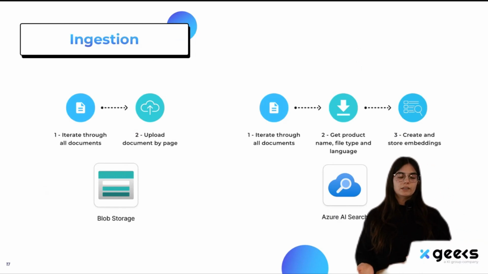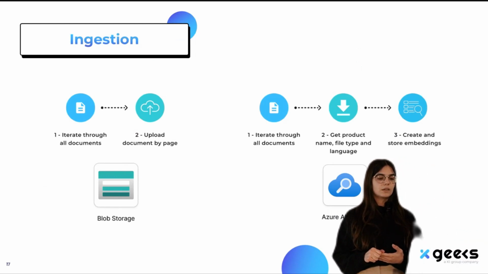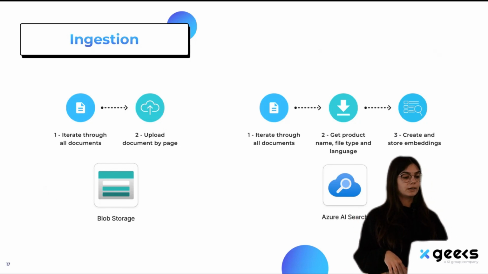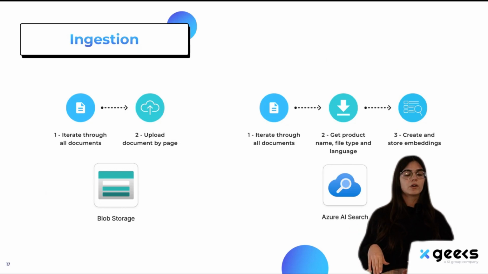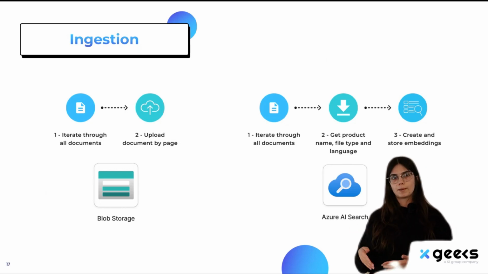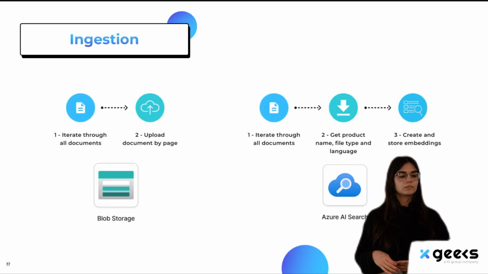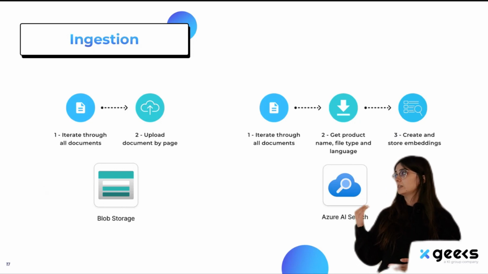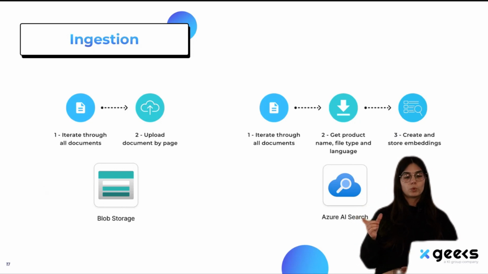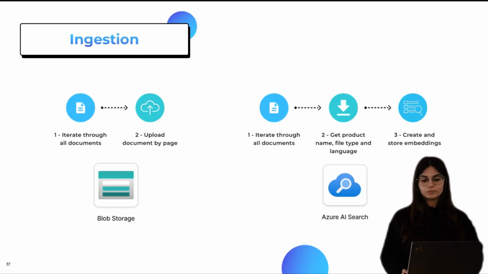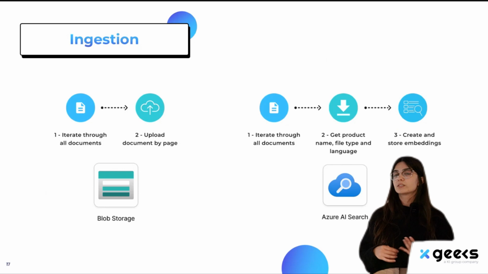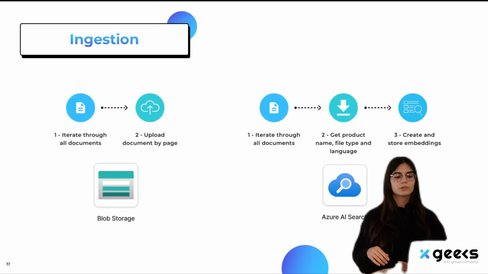So before we are able to use our chat, we need to do the ingestion part. For the Blob Storage, we just iterate through all of the documents and then upload the document by page. I did it by page just because this way I can show on the front end each page where the information came from.